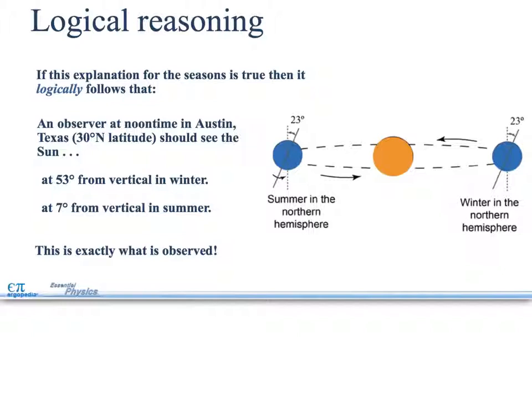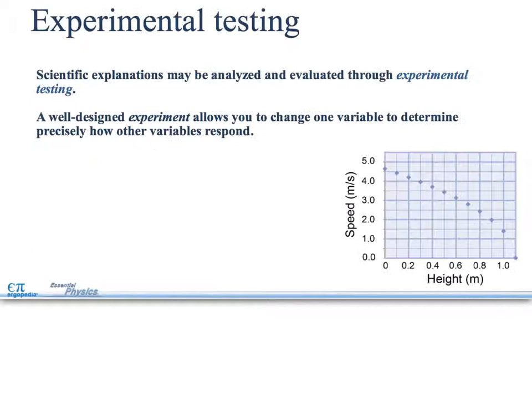If this explanation is true, then it logically follows that an observer at noontime in Austin, Texas, 30 degrees north latitude, could see the sun at 53 degrees from vertical in winter and at 7 degrees from vertical in summer. This is exactly what is observed. So we were able to see that if you're able to stand at one point at that 30-degree northern latitude, we could see at different points of the year it would be at different degrees, and it would differ when you're at different latitude and longitude and things like that.